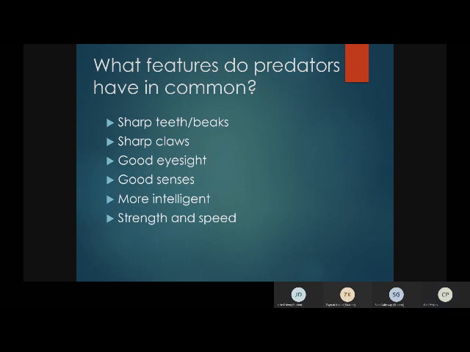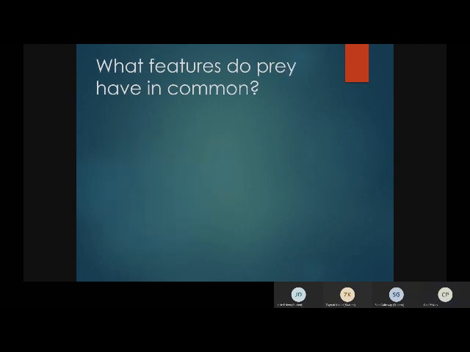Another useful thing, camouflage, especially if they are ambush predators. Cats especially. And in terms of prey animals, they do have some of the same kind of features, like camouflage, for instance, and sharp senses. But whereas a predator might have more of a focus on eyesight, a prey animal will probably have more of a focus on hearing and sense of smell, so they can detect danger.